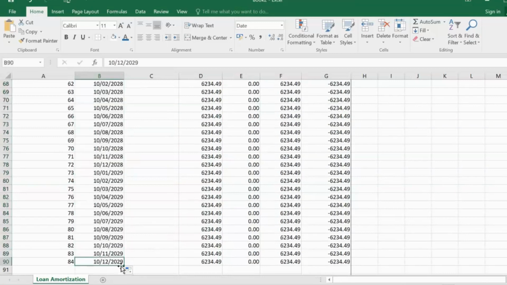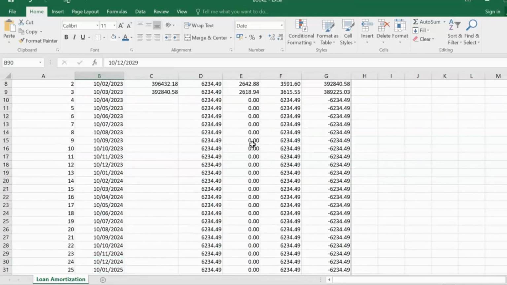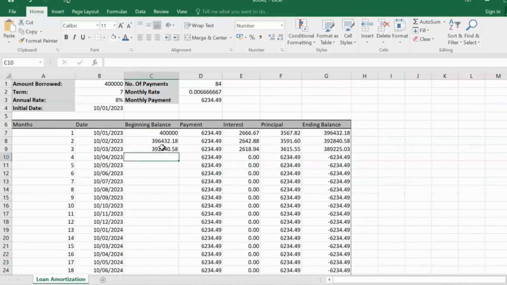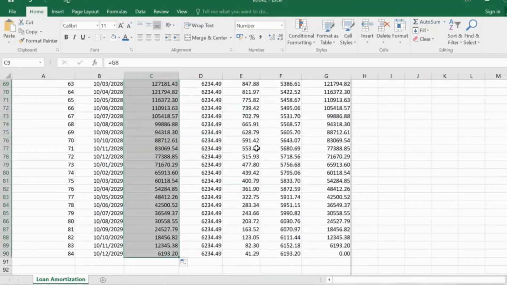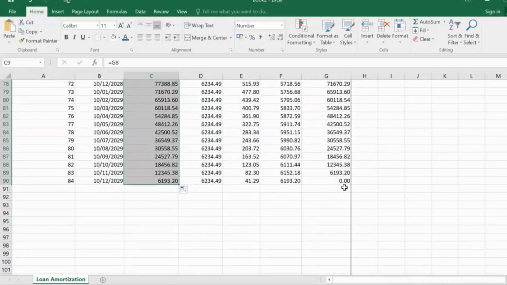Yes. So our last repayment date is December 2029, 10th. The beginning balance, as usual, you are going to drag this formula. Yes. As you can see, the last amount is 0 after the last repayment date. This is what we wanted to arrive at.